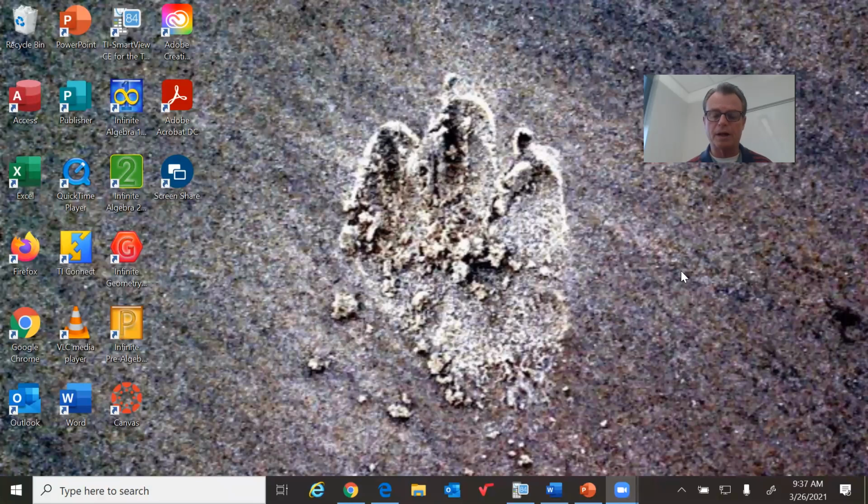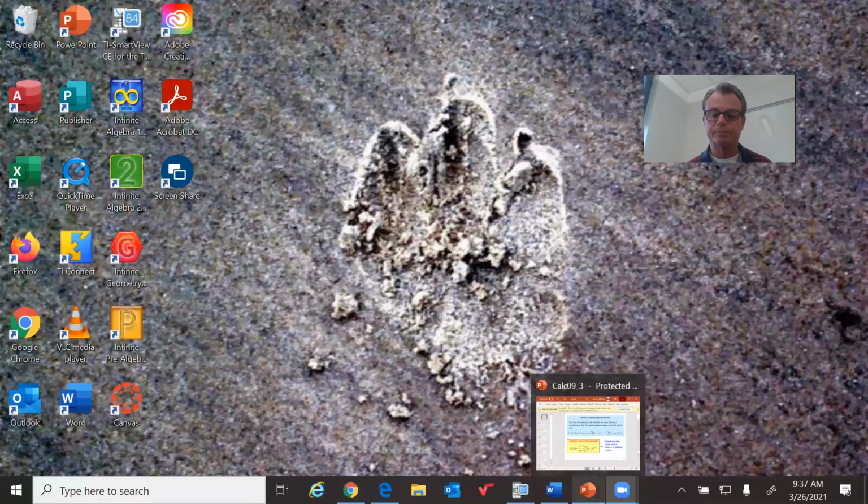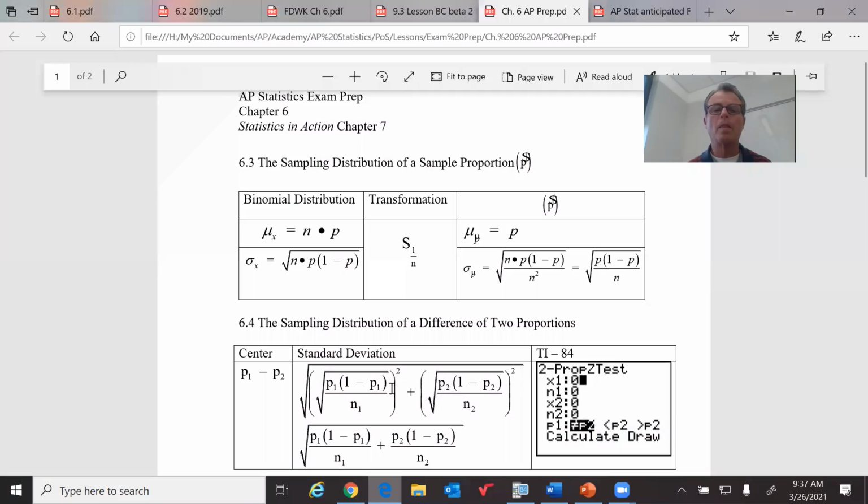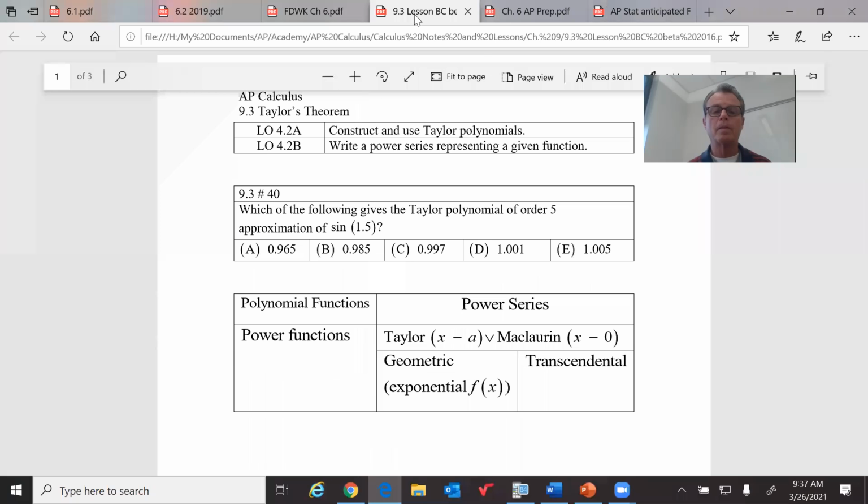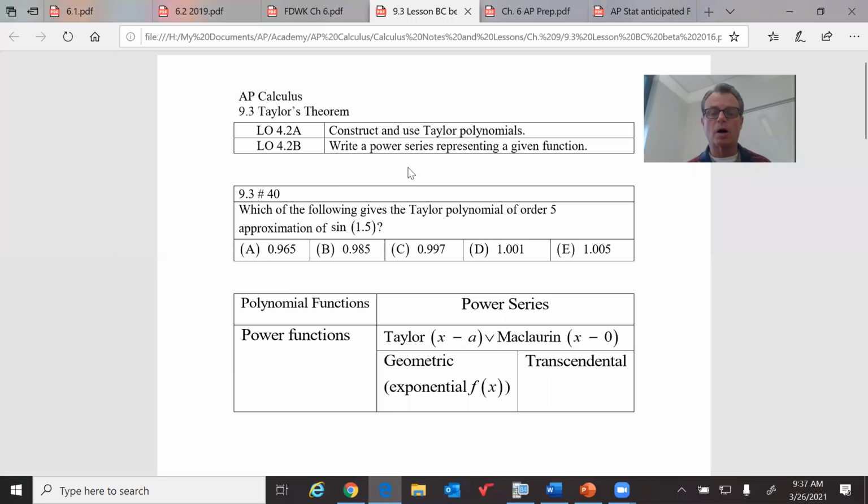So this is 9.3, which is essentially the beta lesson. And we're going to start with this question from the end. Which of the following gives the Taylor polynomial of order 5 approximation for the sine of 1.5?